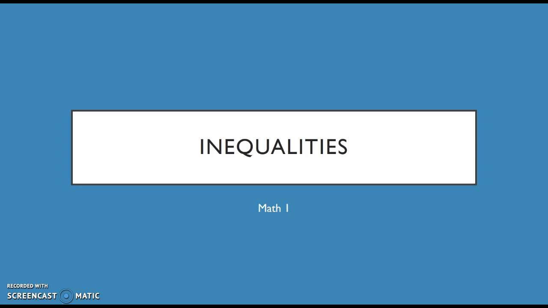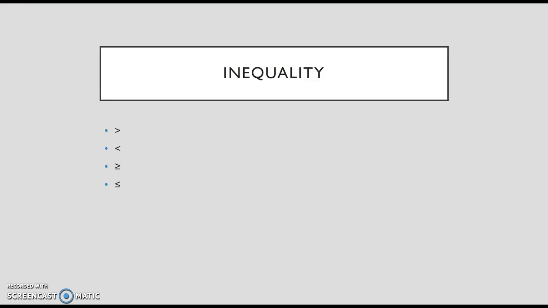Now we're going to move from equations to inequalities. All right, so what's an inequality? Well, it's what it sounds like, so it's not equal. Everything we've looked at so far has been something like x equals 2. Now we're going to look where x doesn't necessarily equal 2, but it could be anything.